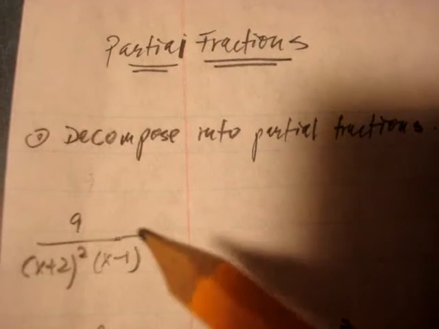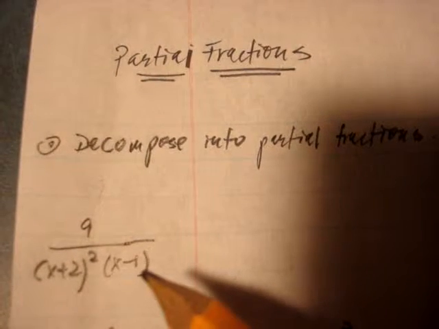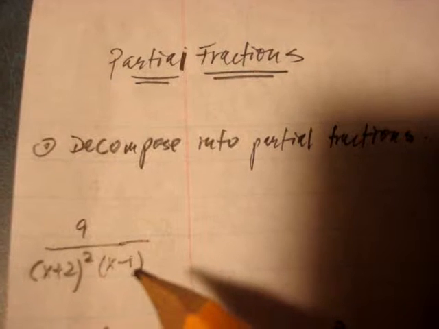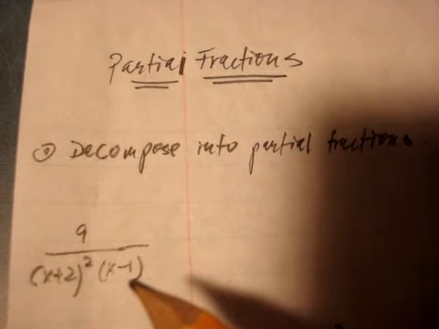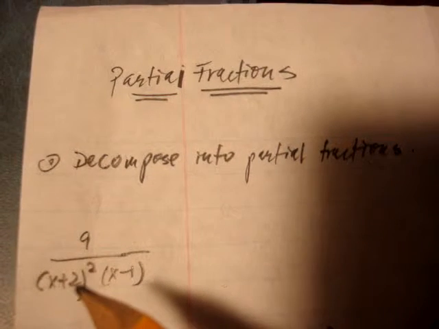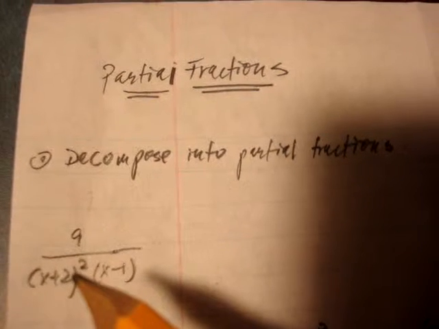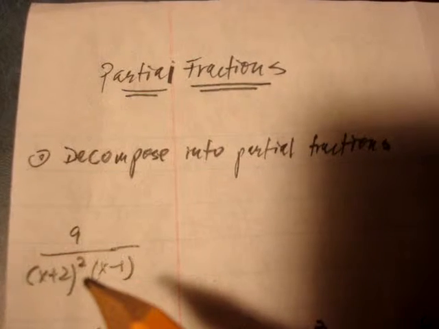let a letter represent one of the factors of the denominator and another letter represent another factor of the denominator. Notice that this one, x plus 2, is raised to the second power. That means this factor can be repeated.